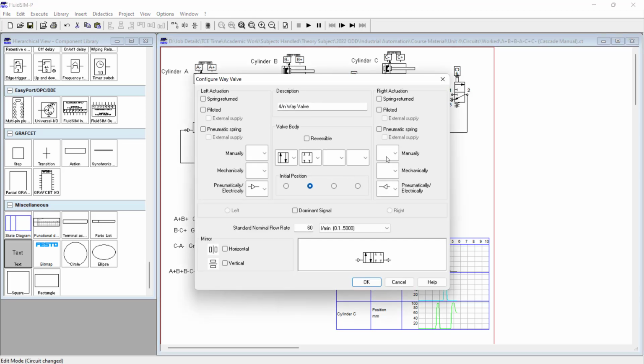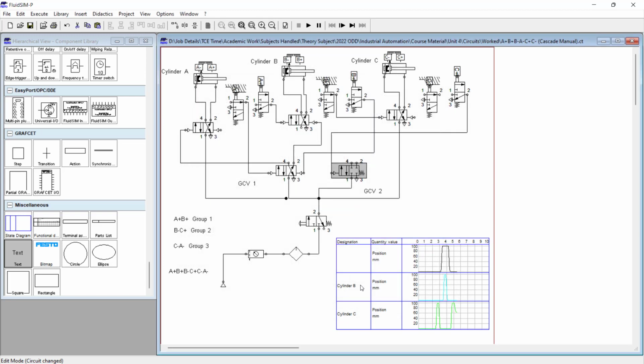Okay, so here you can set the configuration. That should be spring center. So whenever I get the pilot signal, I can actuate the third group power line. Whenever there is no pilot line, group 3 is not actuated. So group changing valve 2 will return to its initial position through the mechanical actuation with the help of the spring.